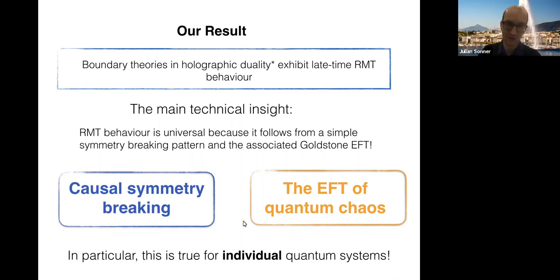We call it causal symmetry breaking. And then I would also like to give you a flavor of how you build this effective field theory of quantum chaos and how you use it to extract universal properties. And what is interesting is that, as I'm emphasizing at several points, this relationship between the Goldstone effective field theory, causal symmetry breaking, and universal features is true in the correct sense even for individual quantum systems.